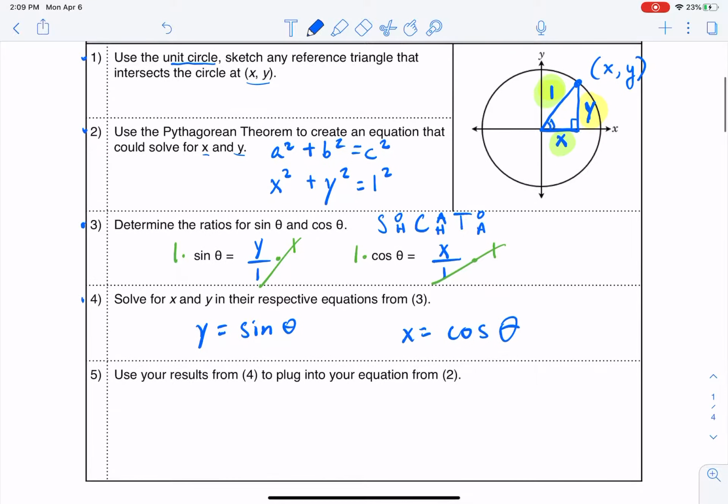All right, so for part 5, use our results from part 4 to plug into our equation from 2. So here's our equation from 2. I'm just going to rewrite that equation here. x squared plus y squared equals 1 squared. Okay, so we know what x is. I'm going to replace x with cosine of theta. I'm going to replace y with sine of theta.